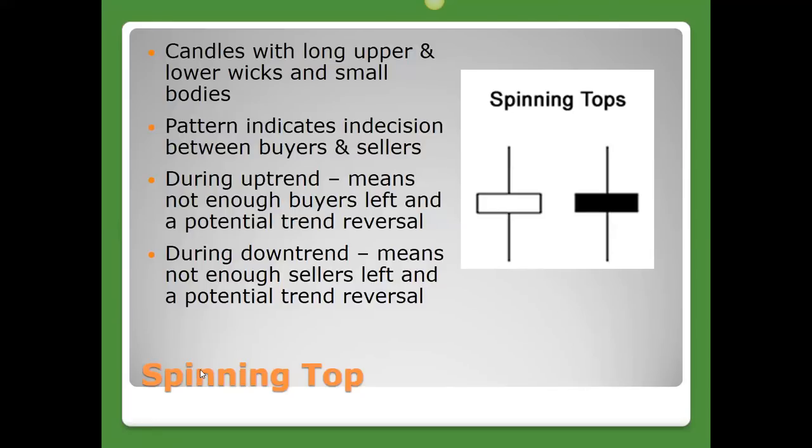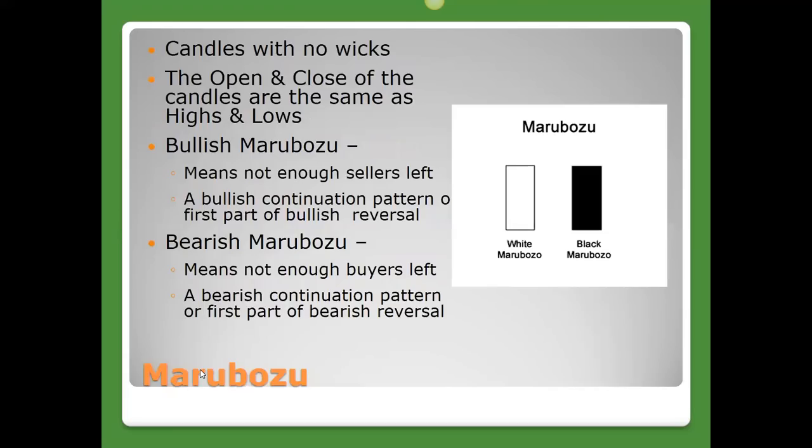All right, so the next one that we'll take a look at will be Marubozus. Whereas the spinning tops were candles that had long wicks, Marubozus are very different. They're almost the opposite of that. These are the candles that actually don't have any wicks. These are very, very strong candles.